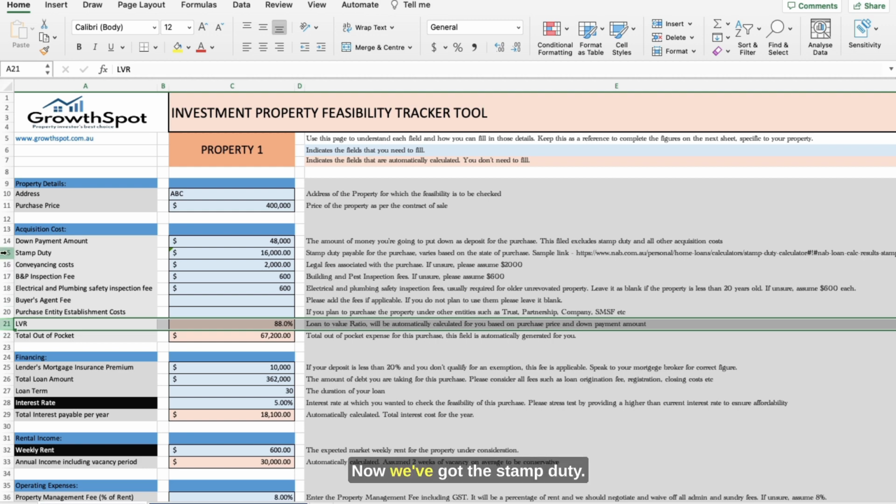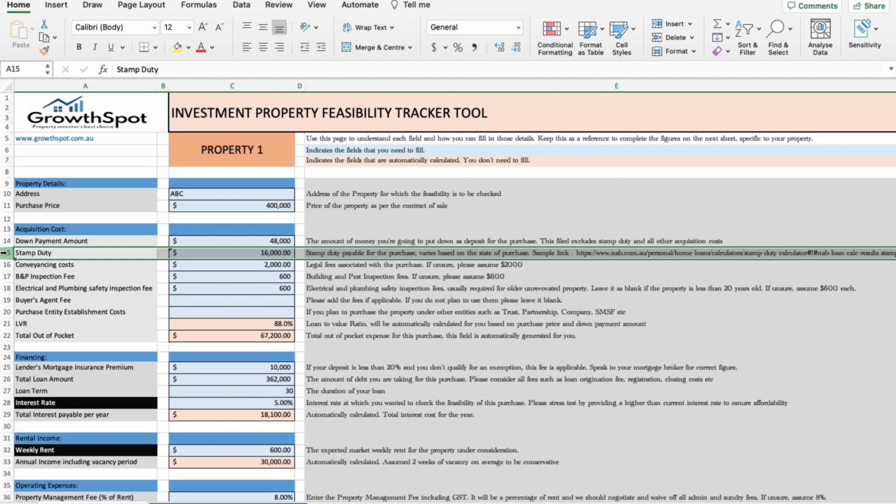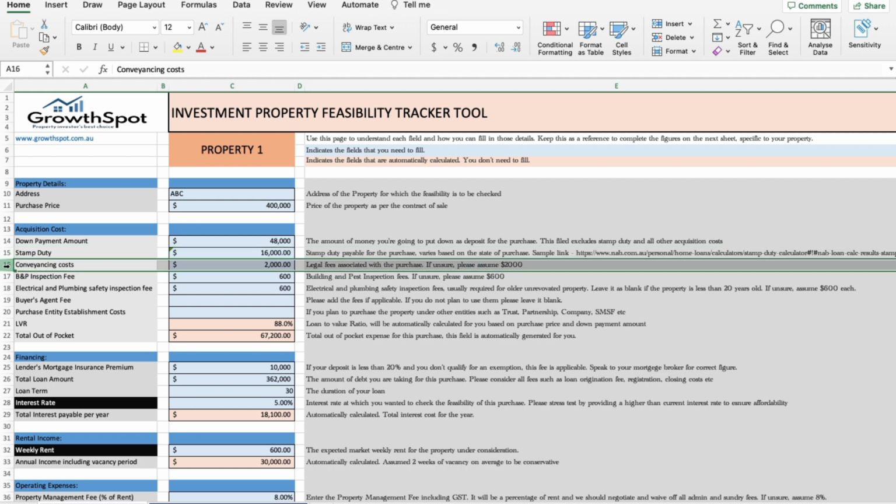Now, we've got the stamp duty. They vary based on the purchase price and the state in which the property is located. I've provided a link to an online calculator here to help you find the stamp duty payable. Another expense is for conveyancing. I've kept $2,000 for the conveyancing fee, as it's essential to have a good conveyancer who is very prompt and diligent.